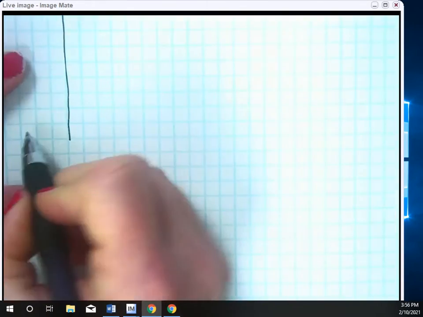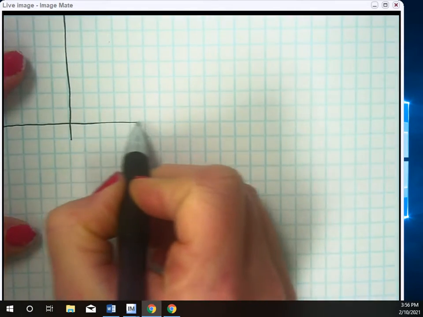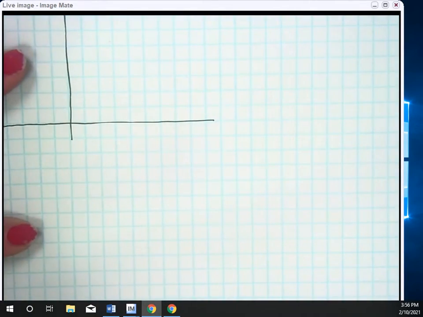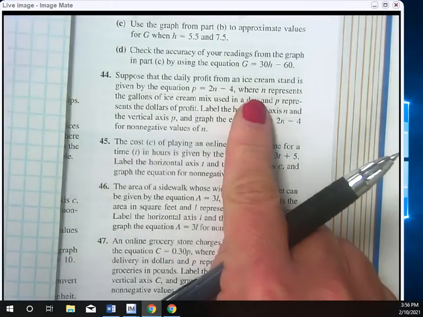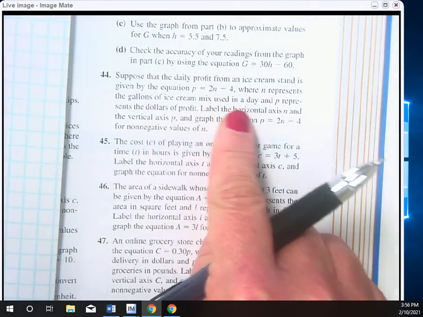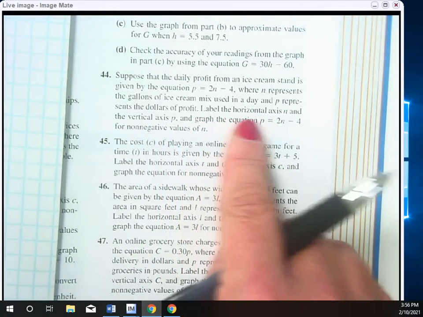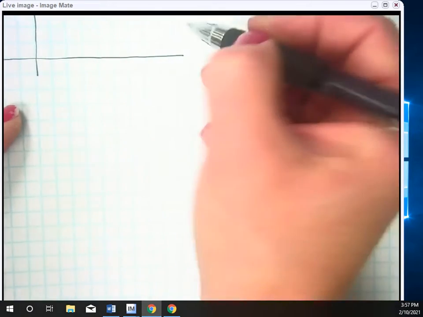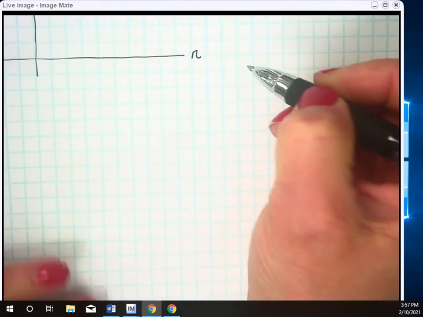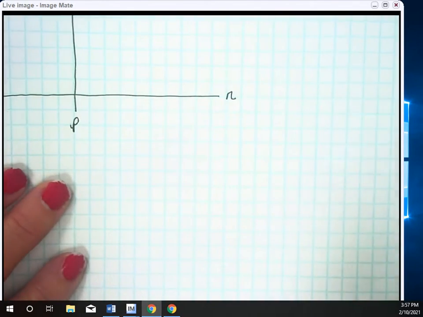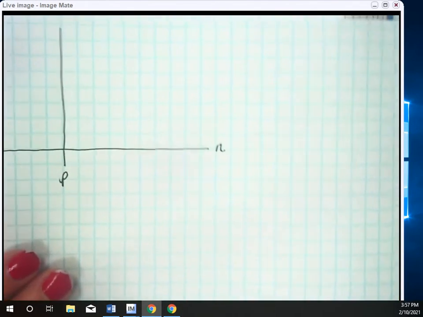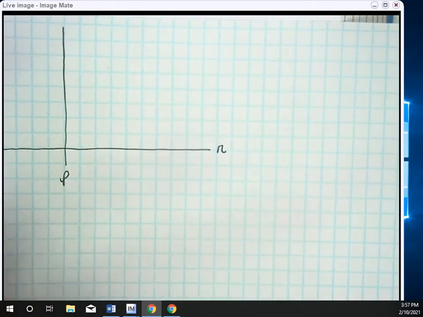Straight up and down lines are called vertical lines. Horizontal lines are straight across, just like the horizon. It says N represents the gallons and P represents profit. Label the horizontal axis N. The horizontal axis that was normally x, we're going to name it N. It says name the vertical axis P, standing for profit. So we're going to label our N and our P.